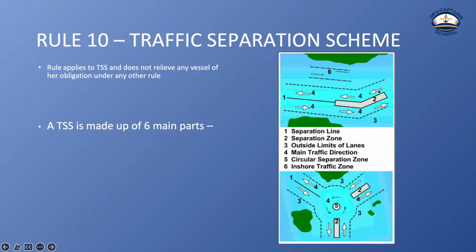Main traffic direction, look at the arrows here for number 4. This is an inbound lane. This is an outbound lane. Circular separation zone down here. Come in the inbound lane, pick up the circular separation zone, and then head out. It's basically like the median in the middle of a traffic circle there. Inshore traffic zone, back up to the top. It's just a smaller inshore zone.